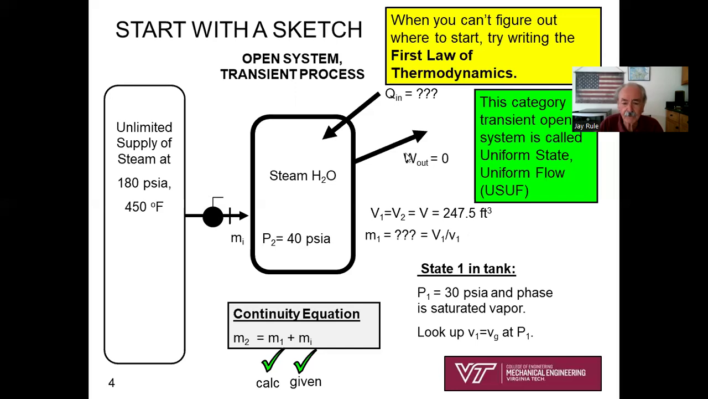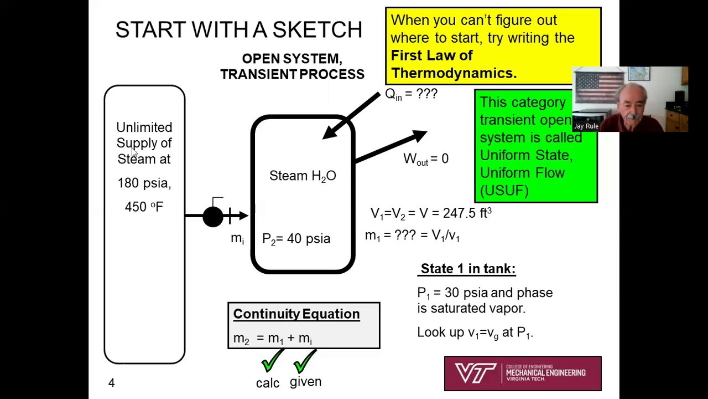Okay, some other stuff I wrote down. Qn equals question mark. That's what we're looking for. I wrote down W out equals 0. This is just a plain old rigid tank. Do you see this tank lifting a weight? No. Is there a shaft coming out of the tank rotating with a known torque? No. So the work out is 0. I'm going to label that on my sketch.